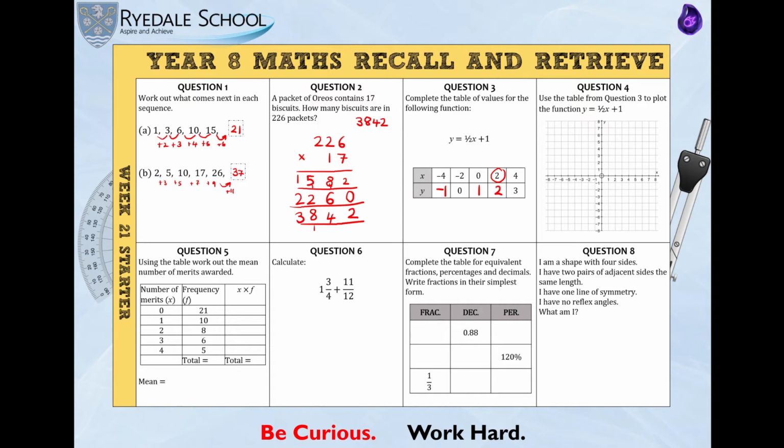Question 4 asks us to plot those values from the table. Remember, this should be a straight line graph. So we've got 4, 3. We have got 2, 2. We have got 0, 1. We have got -2, 0. And we have got -4, -1. Now you'll do a better job at joining this up with a ruler, but make sure that your line is as big as your graph, because the line would carry on beyond the points that we've worked out.